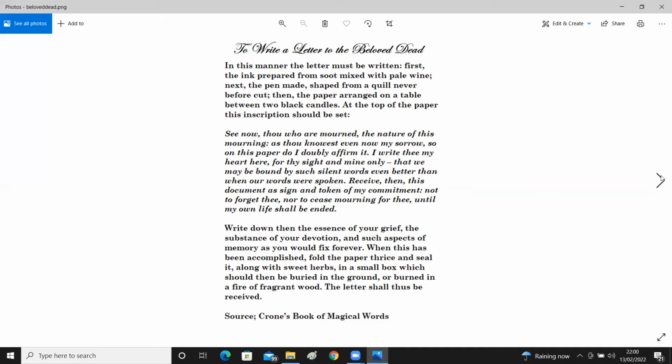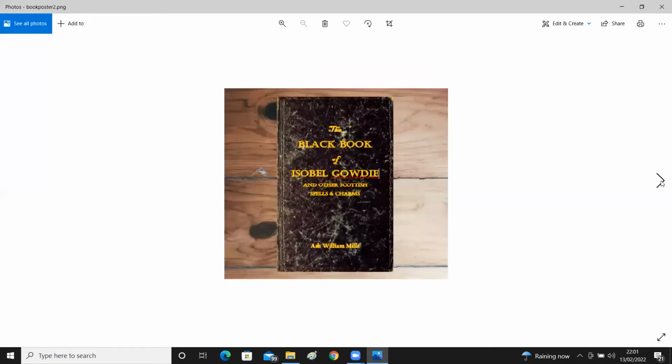When this was accomplished, fold the paper thrice and seal it, along with the sweet herbs, in a small box, ground or burnt in a fire of fragrant wood. The letter shall thus be received. So that's, in Crone's Book of Magic Words, a way of contacting it by writing a letter.